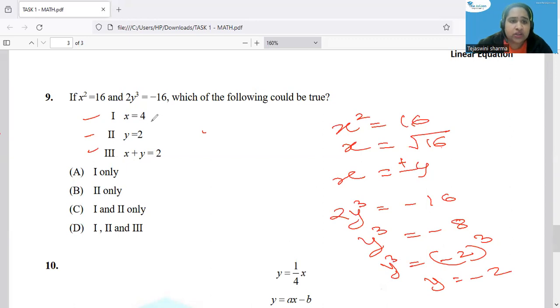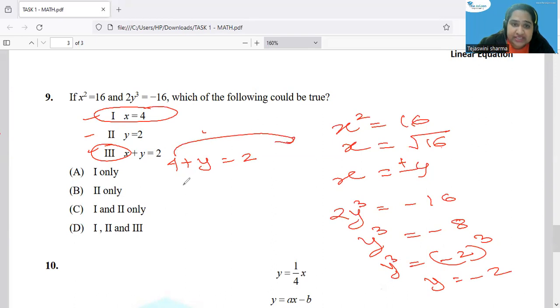Option 1 only is correct, because, just a second. Yeah, the third one is also correct. If I put the value of x here as 4, and if I transpose this 4 to the other side, it will be 2 minus 4, which will give you y is equal to minus 2. So yes, the first and the third expression will be correct.